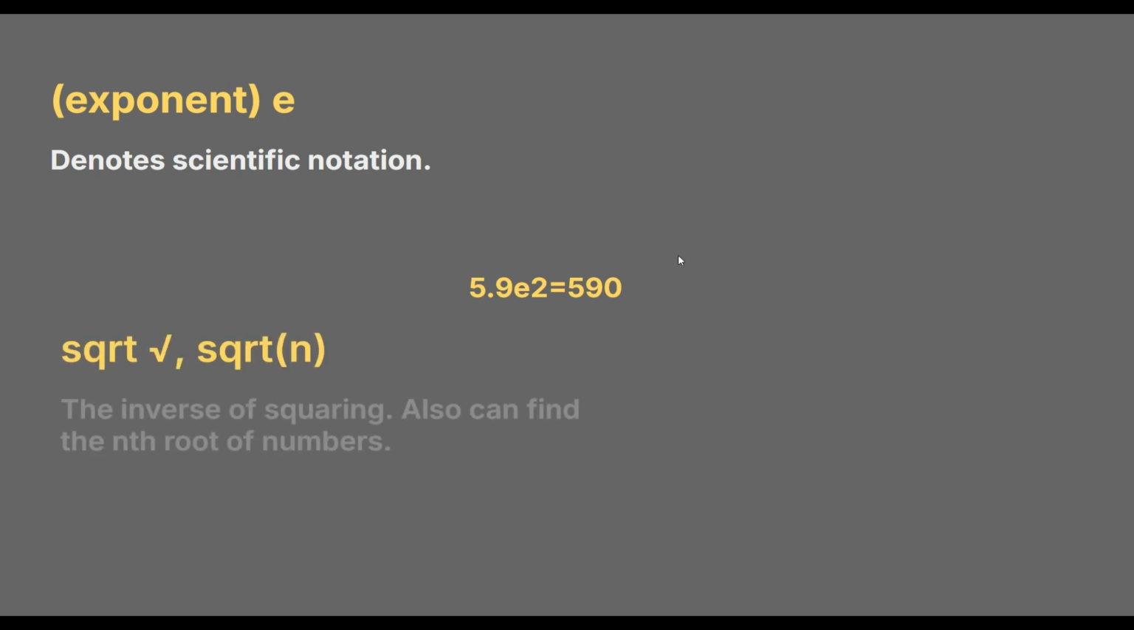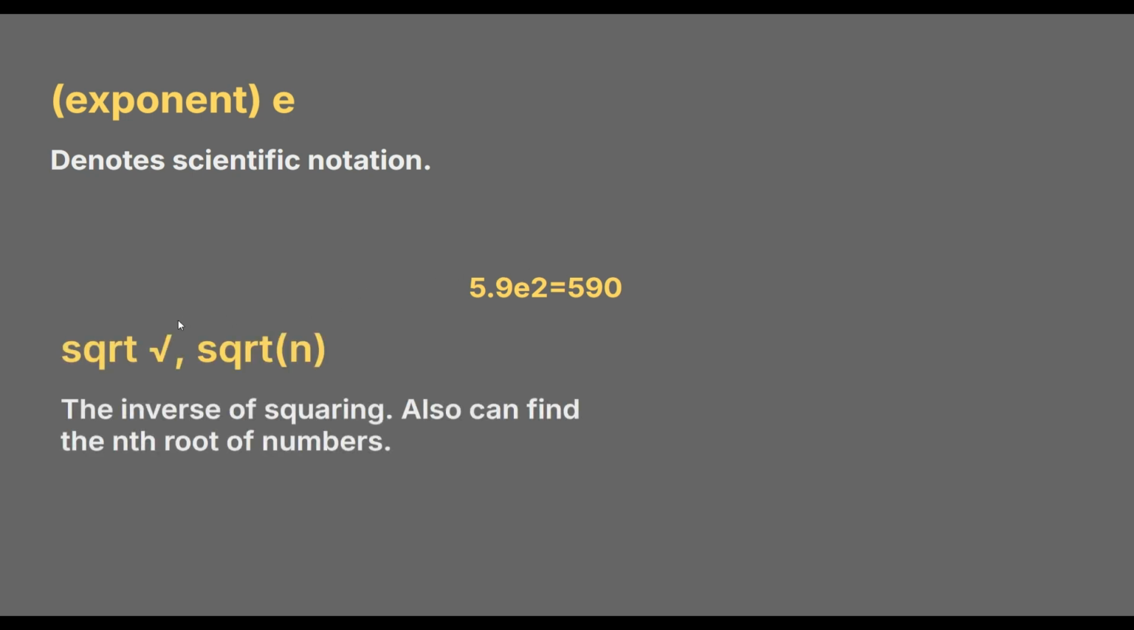The percent symbol is used in probability. It also finds a certain percent of a number. Scientific notation is denoted by E. The E denotes a 10, and the number after the E denotes what power 10 is raised to. The number on the left multiplied by that power of 10 gets you the final answer on the other side.